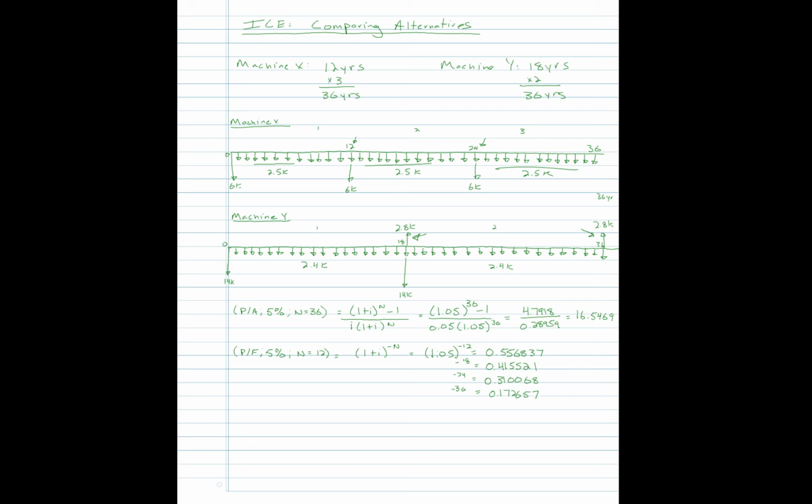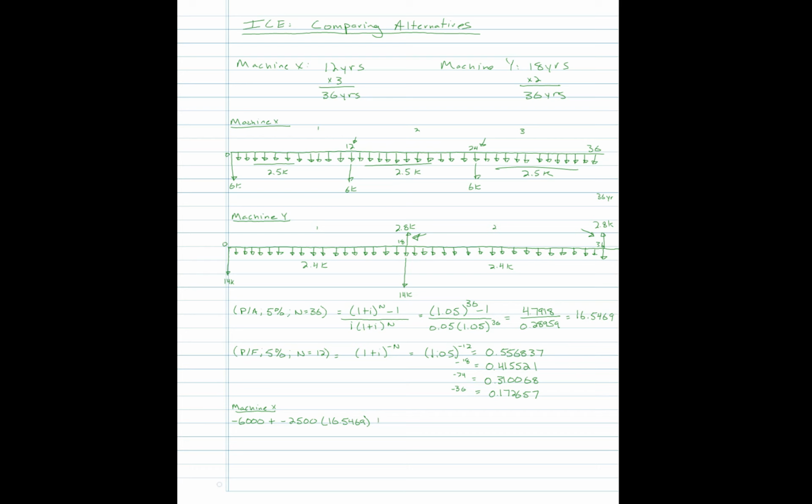We can start chugging through the calculations here, starting with machine X. We've got the 6,000 that's already at the present, and it's a cost, so negative 6,000, and then we're going to want to add negative 2,500 times the P/A factor, which was 16.5469. That'll take all of the annual operating costs to the present.